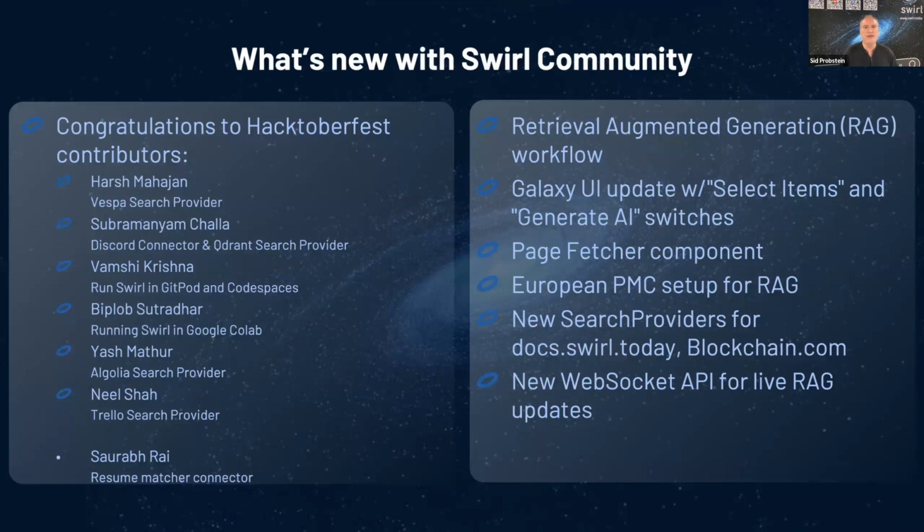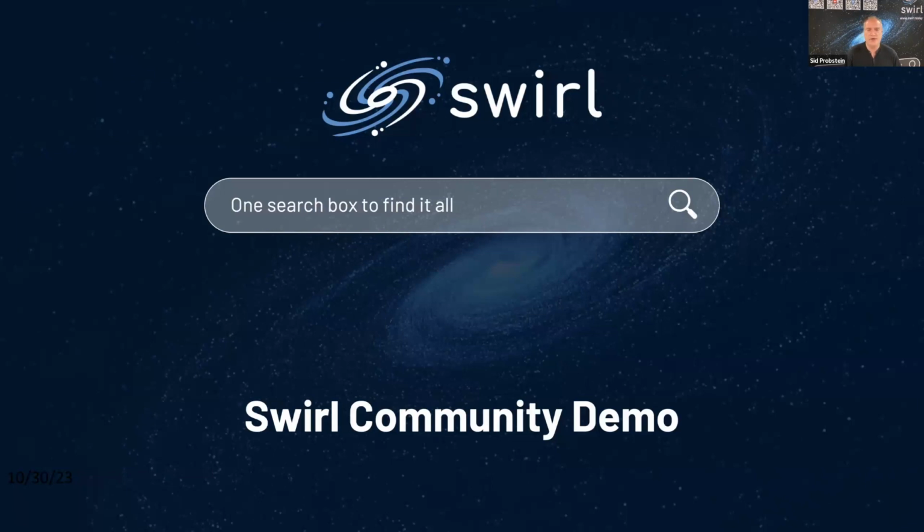Also, one of the things you're going to see in a moment is that with the new version of Swirl 3, there's a new WebSocket API, which lets you get live interactions between the UI and the backend. So, for example, you'll see the UI updating with the complete RAG result when it's present. So let's, without taking even another second, dive right in. I am going to show you a live example in just a moment.